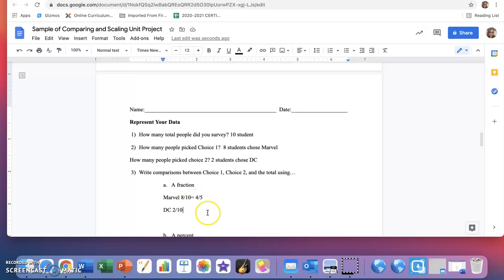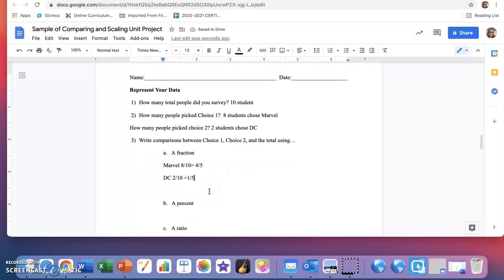Same thing here with the DC characters. I need to find my greatest common factor. So that would be 2. 2 divided by 2 equals 1. 10 divided by 2 equals 5. So I just made an equivalent fraction. Now down here in percentage. Down here in percentage would be the same information.